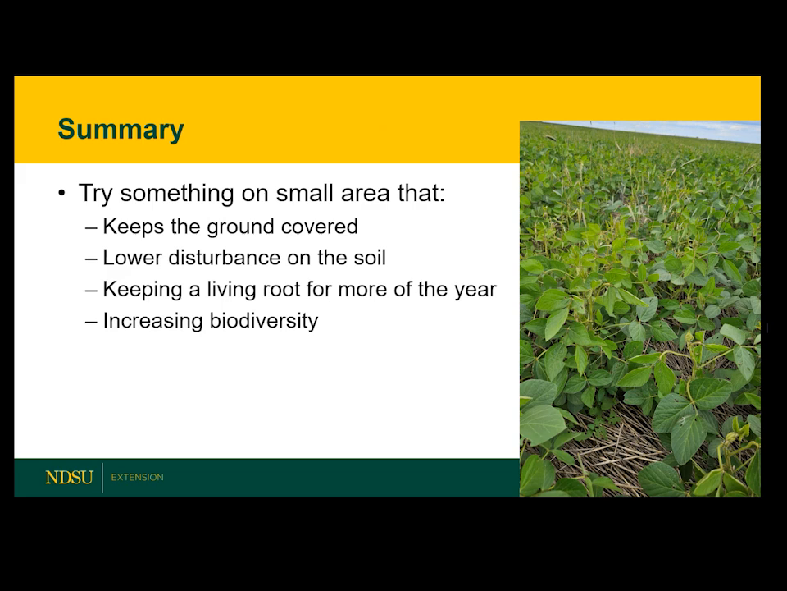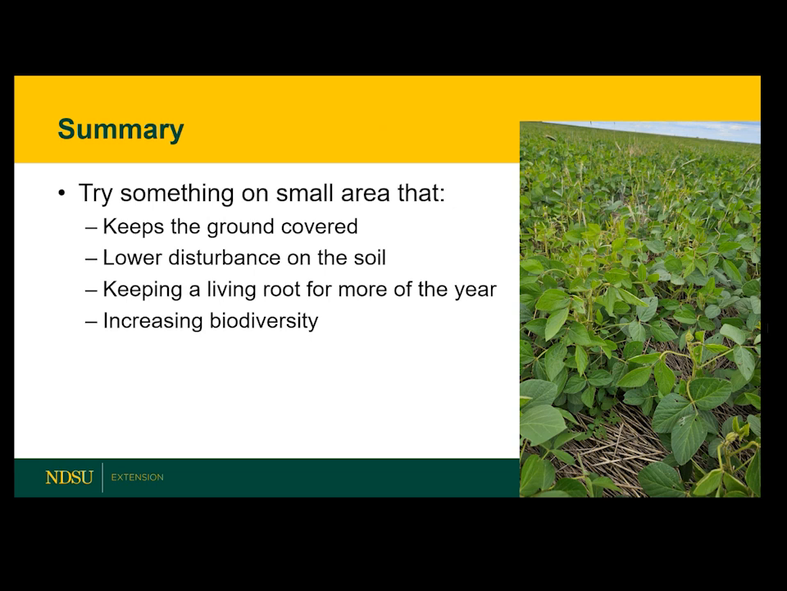keeping the ground covered, lower the disturbance of the soil, keep a living root more of the year, increase the biodiversity. And so when we're talking about increasing the biodiversity, we're not saying you need to have everything all at once. Just having soybeans, in this case, they use cereal rye for a cover crop, that's increasing your biodiversity. Going from a monoculture to 2 plants maybe. And then we kept a living root by having something growing in the fall and spring, a little bit in the winter, the cereal rye before it died off. And then we lowered disturbance. We went to a no-till system here.